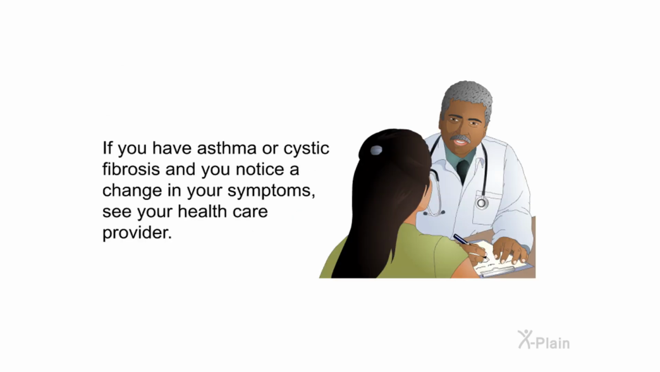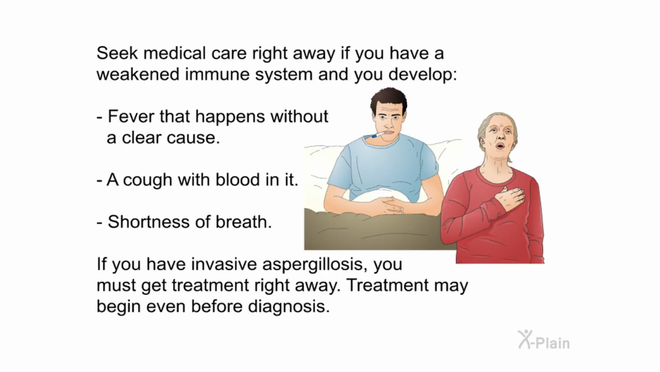If you have asthma or cystic fibrosis and you notice a change in your symptoms, see your healthcare provider. Seek medical care right away if you have a weakened immune system and you develop fever that happens without a clear cause, a cough with blood in it, shortness of breath. If you have invasive aspergillosis, you must get treatment right away. Treatment may begin even before diagnosis.